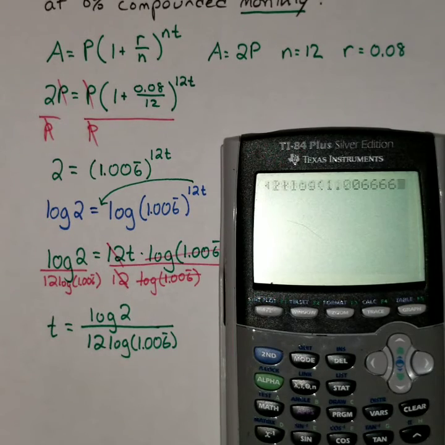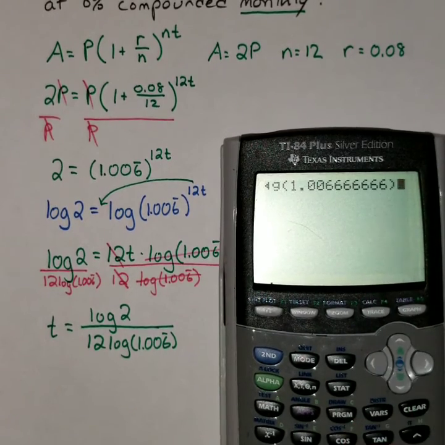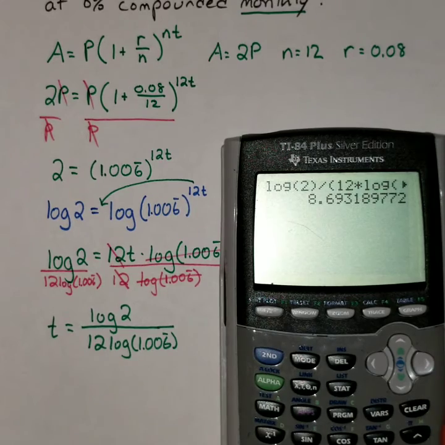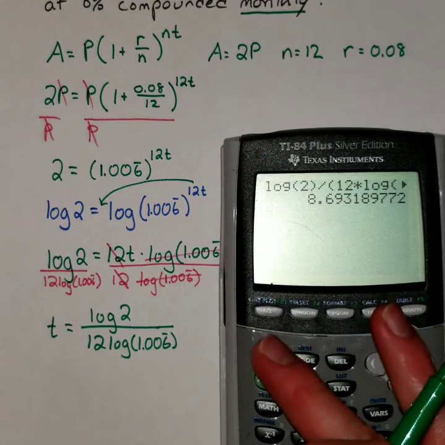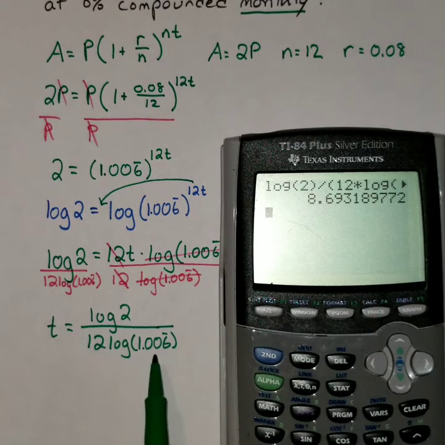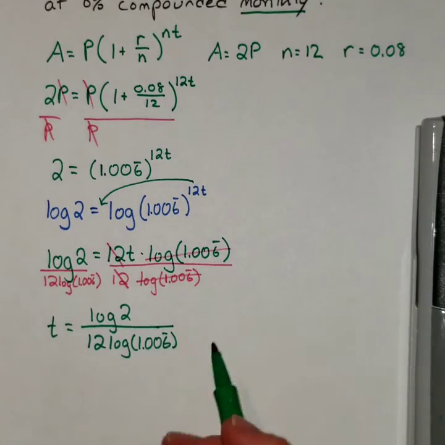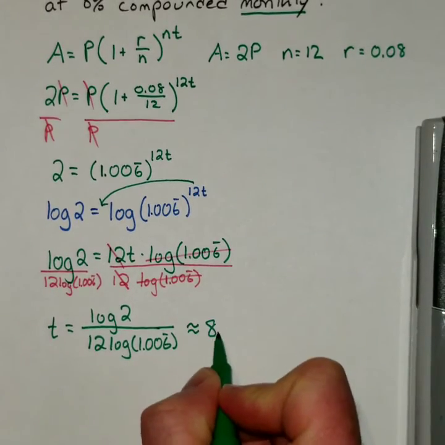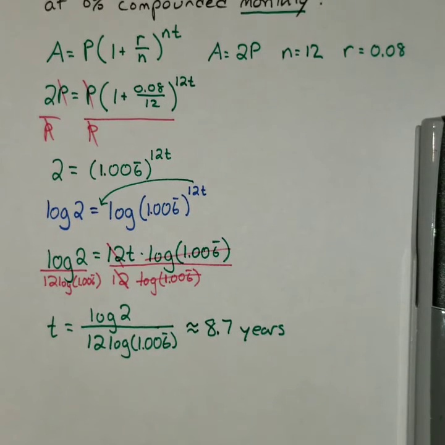Here's what I'm going to do. Probably not the most accurate method, but I'm going to hit a bunch of 6s and then put the parenthesis on it. Now that just closed the parenthesis for the log. I need another parenthesis for the denominator. And when I hit enter, I'm going to get about 8.7 years. That's slightly off because I did round that 6 off at some point there, but that's okay. So let's go with about 8.7 years.